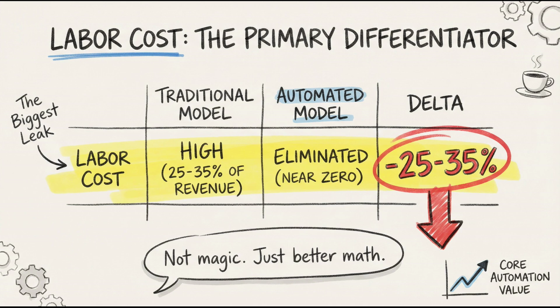And the why almost always comes down to one line item: labor. Look at the delta column. This is the financial impact of removing the single biggest operational cost from the equation. This isn't magic, it's just better math.